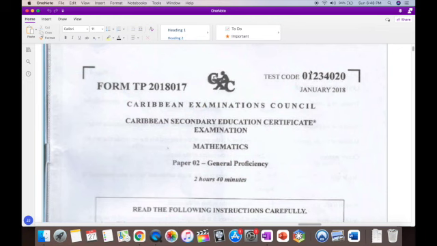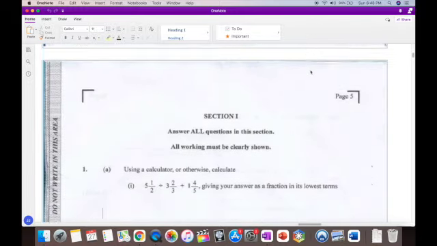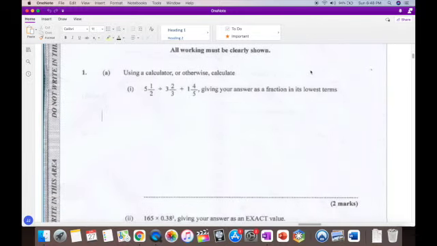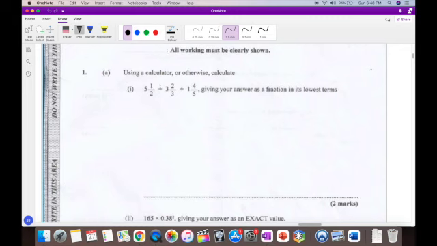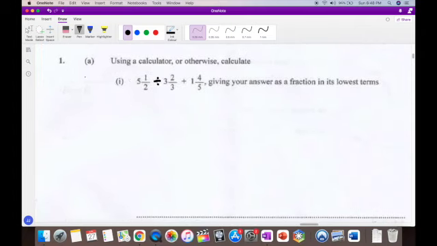Alright guys, so we have the January 2018 paper that we're going to take a look at now. We have our formula sheet. And the first question here, and I know that this paper is a little bit blurry, but this here is actually a divide sign. So this first question here is actually 5.5 divided by 3 and 2 over 3.